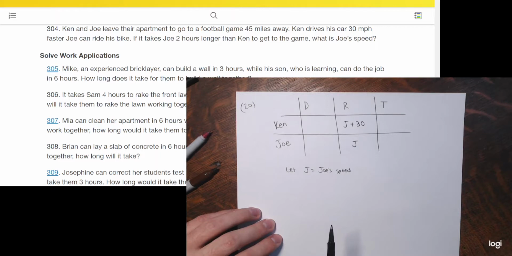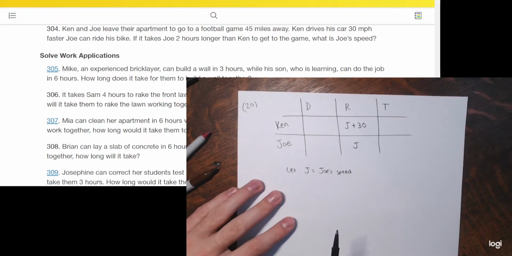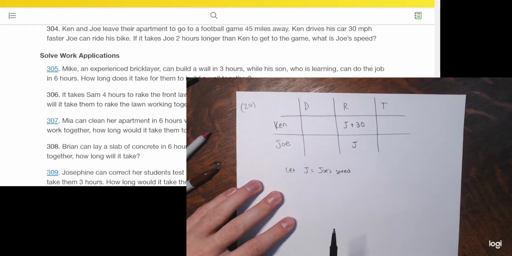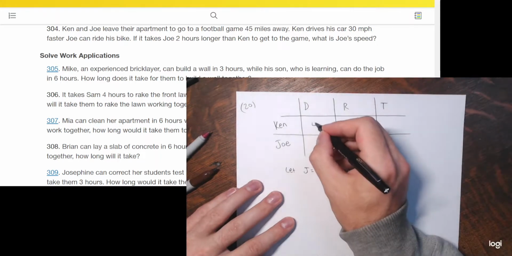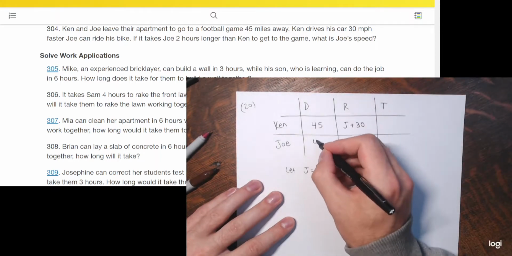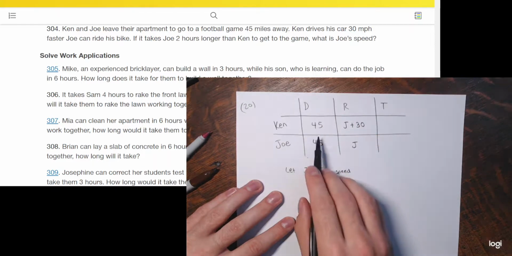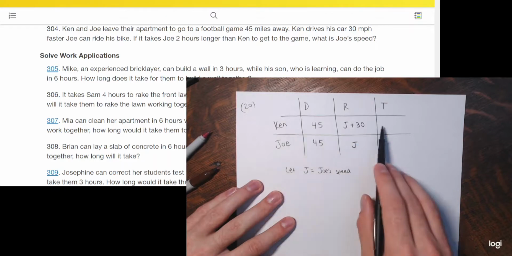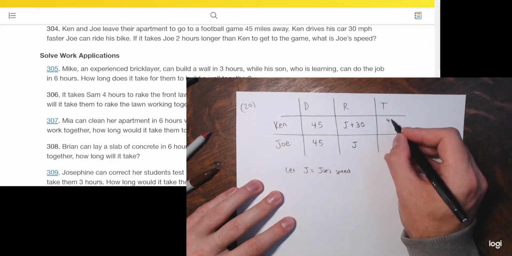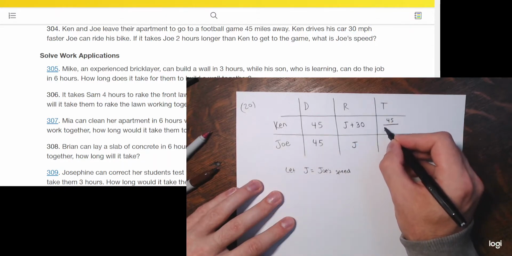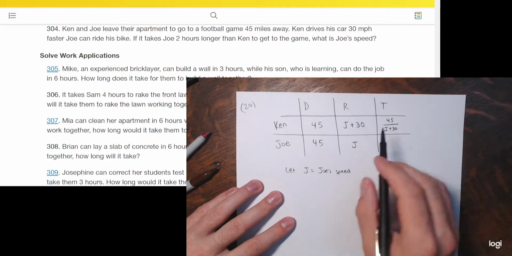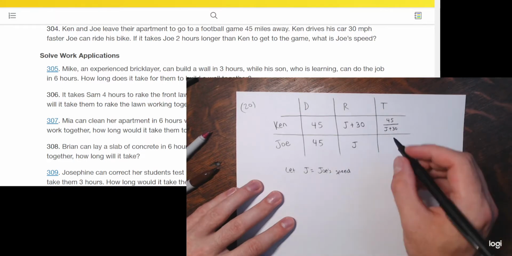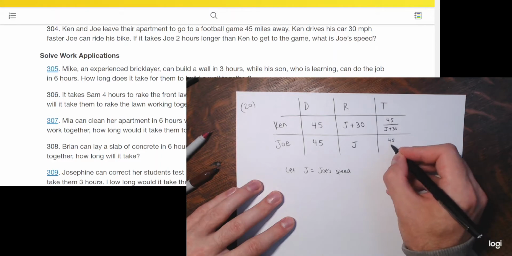And they're both going to the same game from the same place, right? They're both leaving their apartment and going to a football game 45 miles away. So they are both traveling 45 miles. So both have a distance of 45. So the time Ken takes to get to the game would be 45 divided by J plus 30. The time it takes Joe to get to the game would be 45 divided by J.